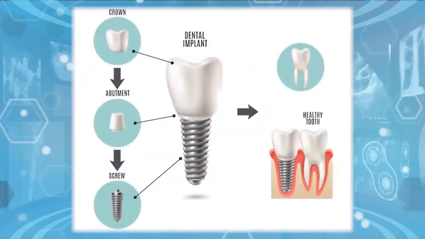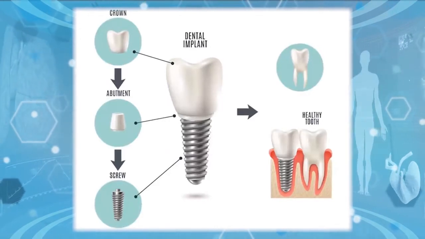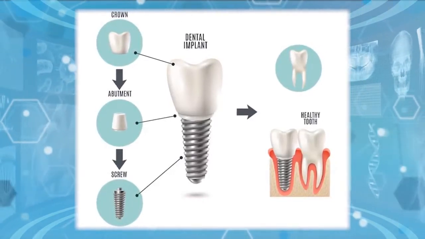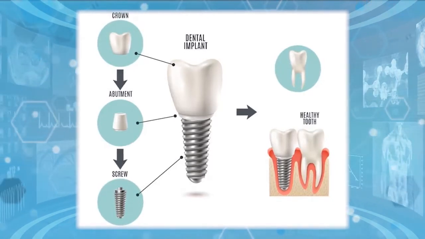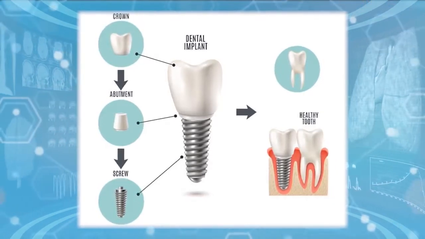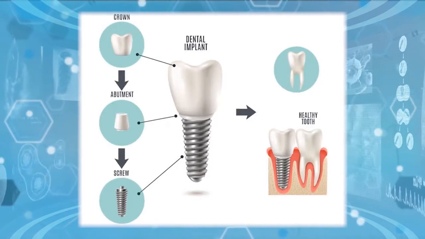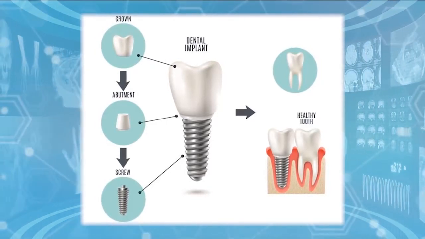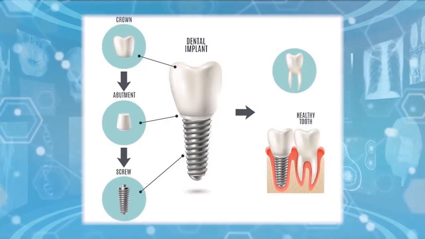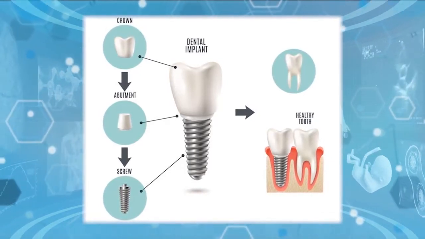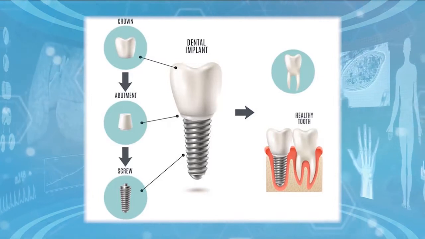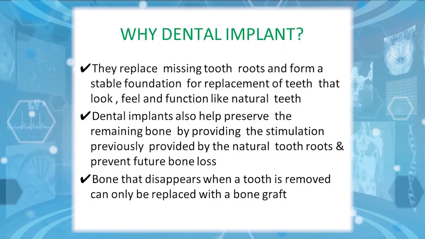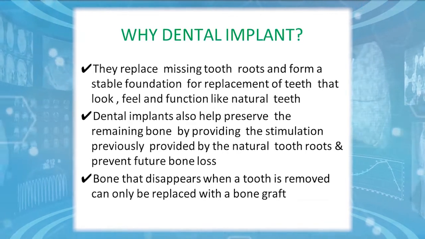As you can see in the next picture, there is a difference between an implant and a natural tooth. The natural tooth has a periodontal ligament, but the implant does not have periodontal ligament support. It is only fused to the bone by what we call osseointegration or fibro-osseointegration. You can see screw, abutment, crown. So why do we recommend people to have a dental implant?